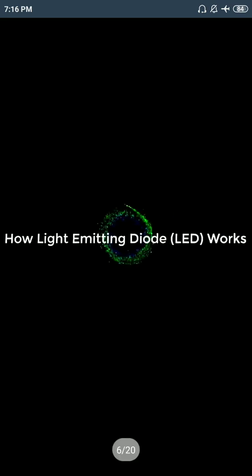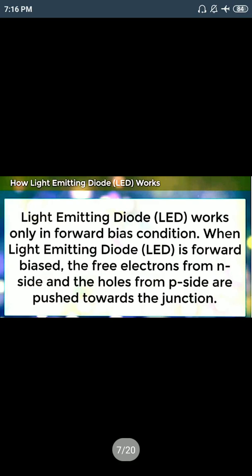Now we discuss how the light emitting diode or LED works. First of all, the condition of the LED is that it is always connected in forward bias condition. When the light emitting diode is in forward bias, what happens? We also studied forward bias and reverse bias in the case of a PN junction diode. When the LED is in forward bias, the free electrons from the N side and the free holes, the majority carriers from the P side, are pushed towards the junction.